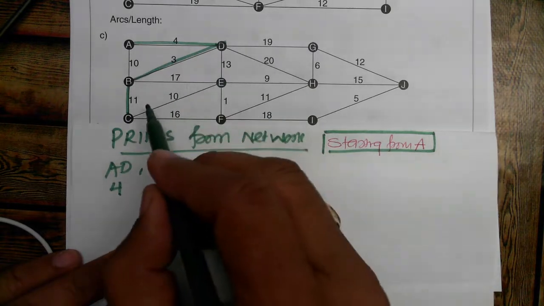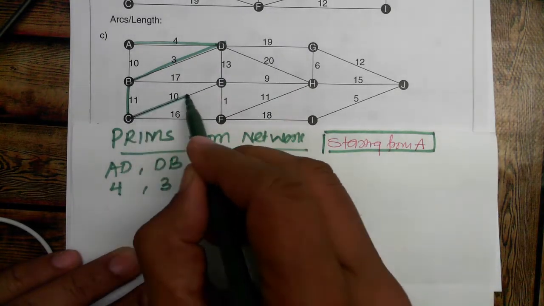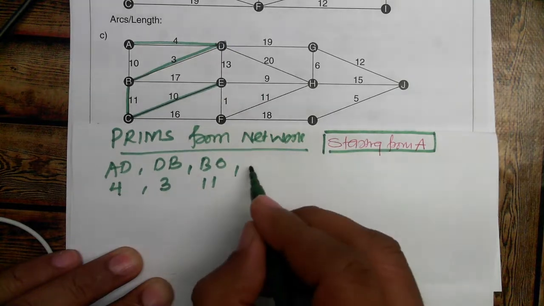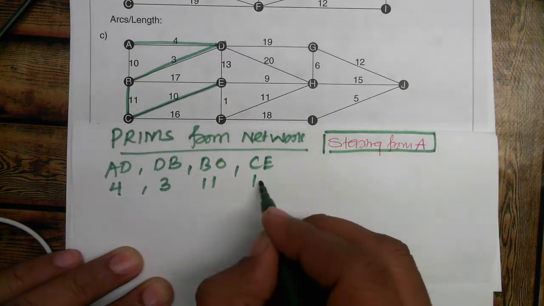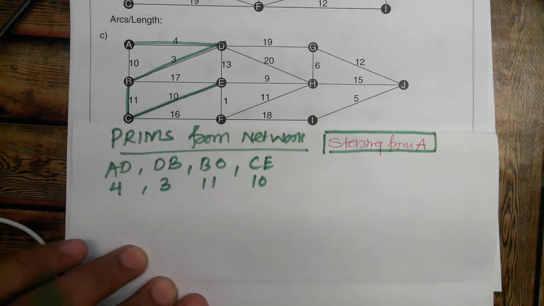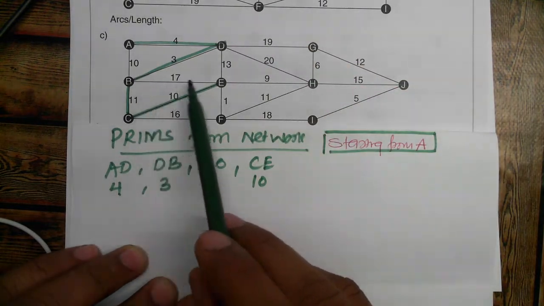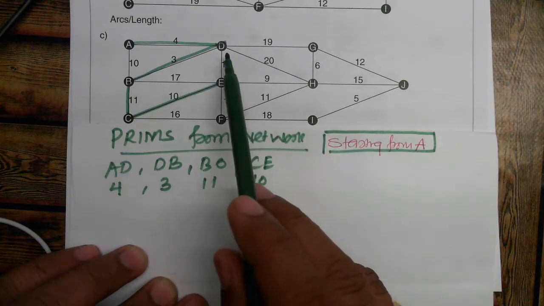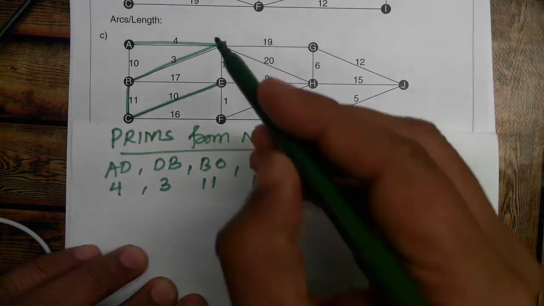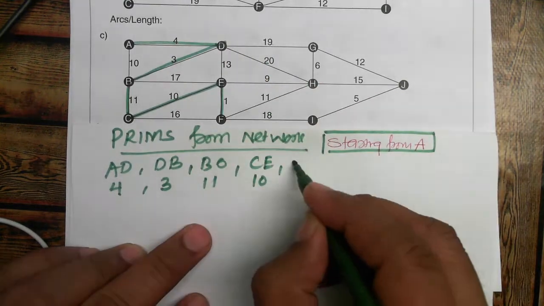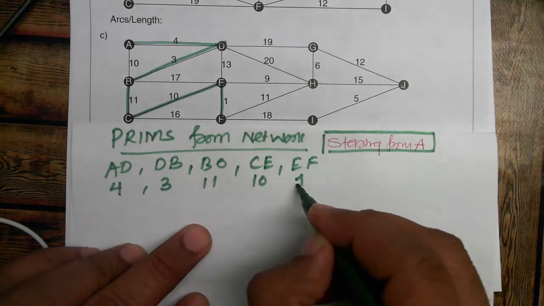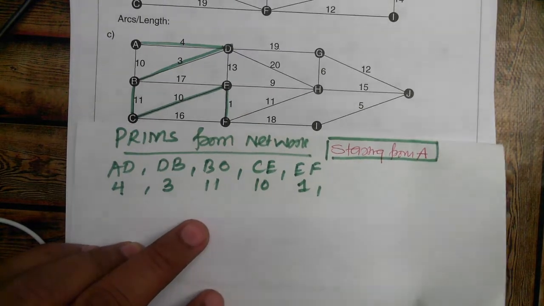That says from C to E. Make sure you stop whenever you see a cycle being made. Okay, so now, guys, from there, C I'm left with 16, B I'm left with 17. That will make a cycle, so I'm not going anywhere. So D I'm left with 19, 20. E is 1, so I go E to F, which is 1.